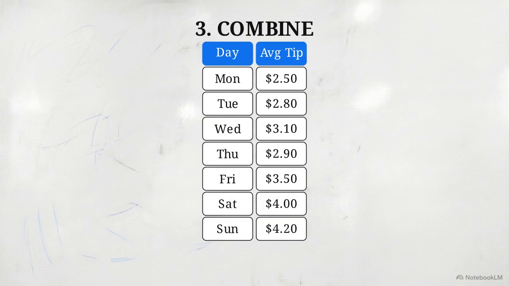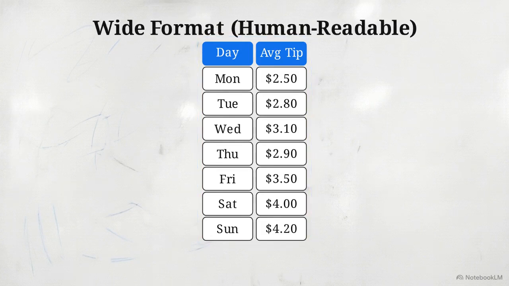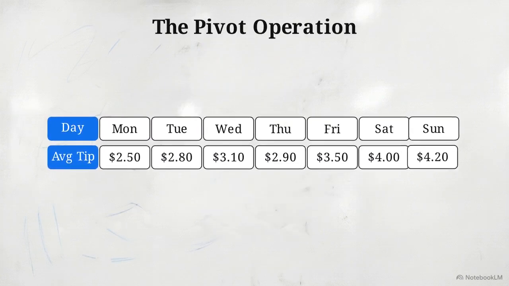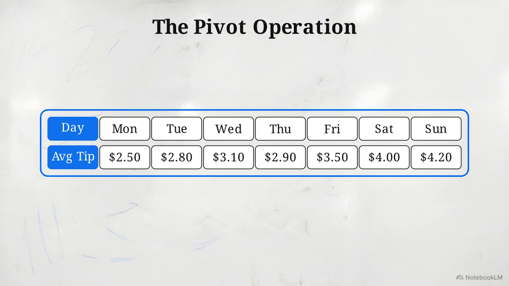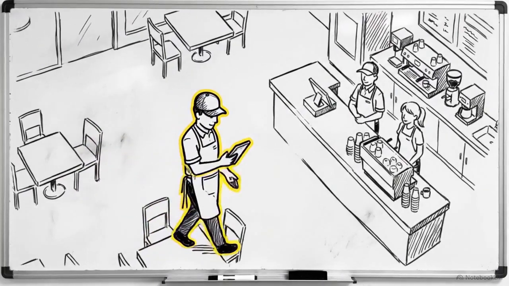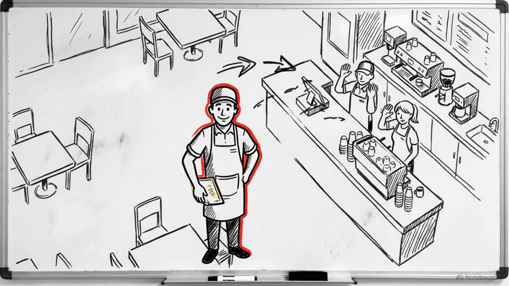Databases prefer to read data in this long format, where tables are tall and narrow. Humans, however, usually prefer a wide format, where information reads from left to right, like a report. We solve this with a pivot operation. We rotate the data so that the days of the week become headers across the top, creating a layout that is easy to scan. By sorting the data into groups and then pivoting the results, you've extracted a specific insight and formatted it for your managers.